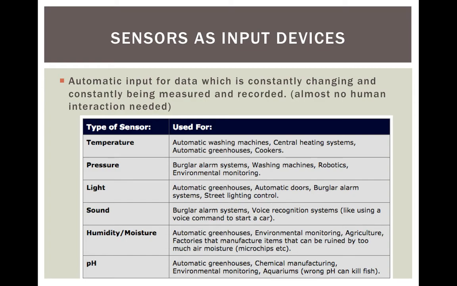Okay, so what about sensors as input devices? These are far more automated even than direct data entry. You actually need almost no human interaction for sensor systems. And we've got our list of types of sensors here: temperature, pressure, light, sound, humidity, moisture and pH, and examples of what they might be used for. This is quite a common question as well that comes up, so if you're not familiar with how these different systems are used or the examples of what they might be used for, pause the video and just make a couple of notes there on the uses for those sensors.